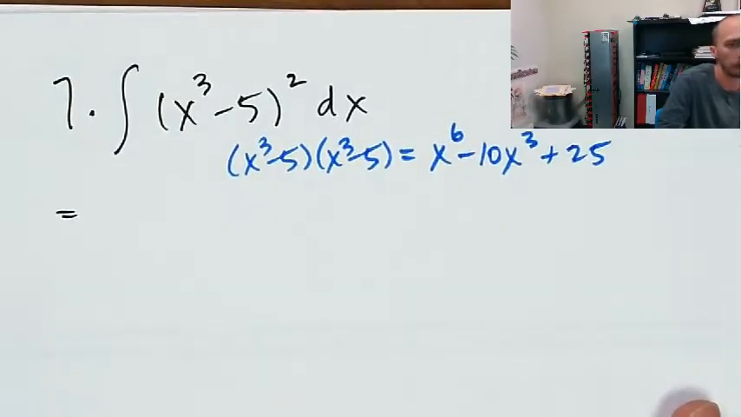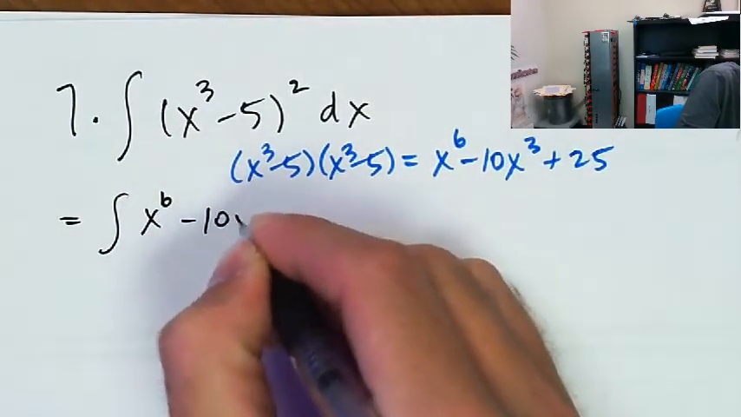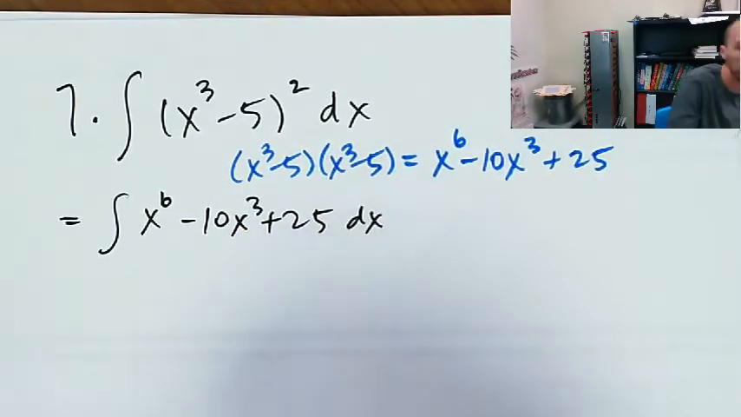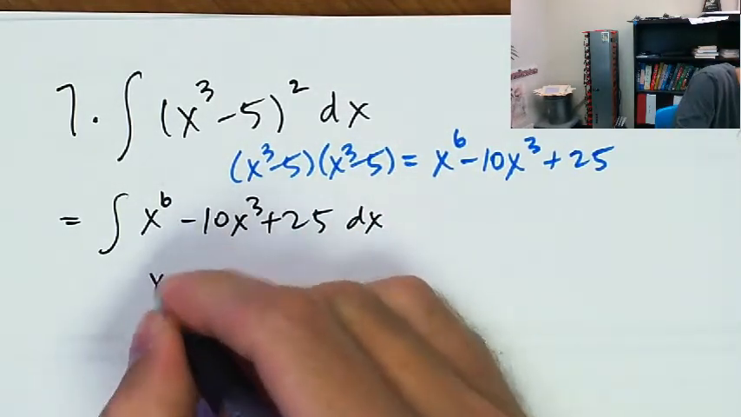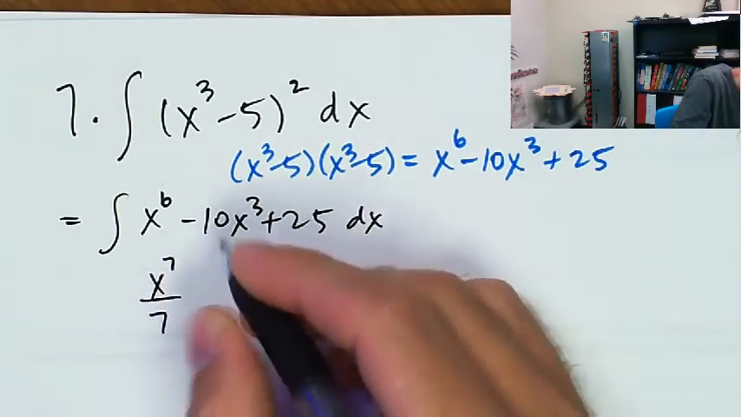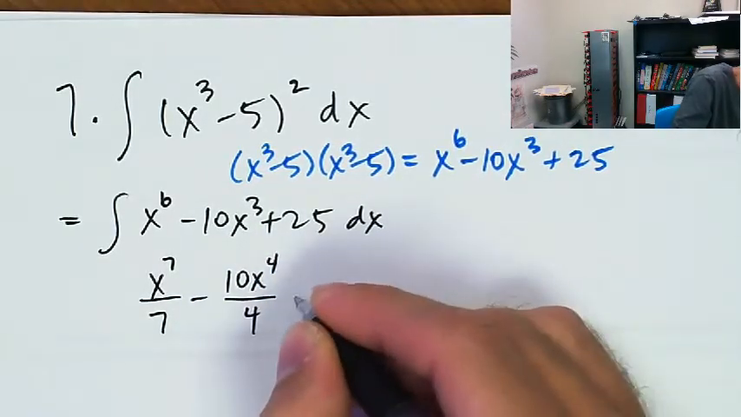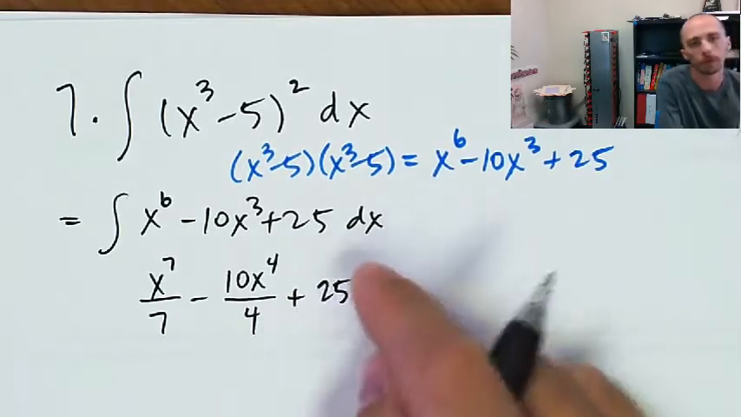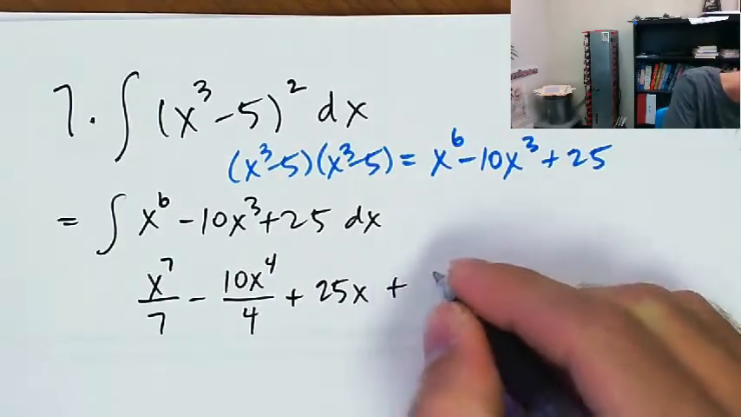Right. So this becomes the antiderivative of x to the 6 minus 10x to the 3 plus 25 with respect to x. And I can apply the reverse power rule, right? x to the 6, I bump up the power by 1, divide by the new power. Bump up the power by 1, divide by the new power. Or just know that something that has derivative 25 is going to be 25x plus c.